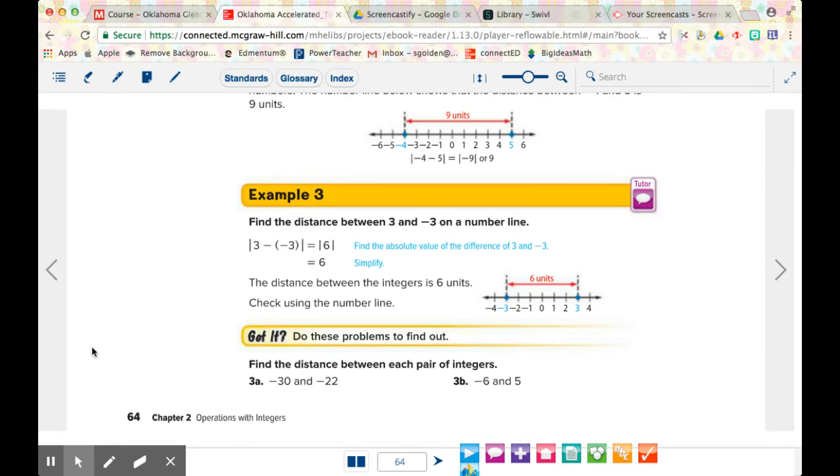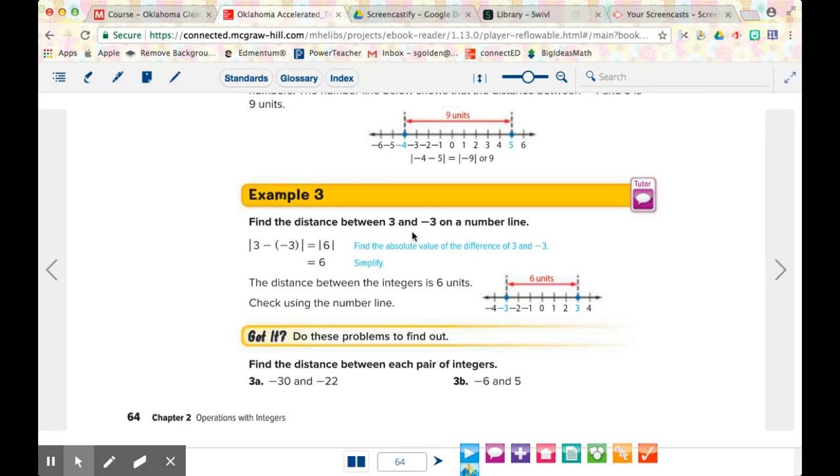Okay, on example 3, it says find the distance between 3 and negative 3 on a number line. And we've talked about before, distance cannot be negative. Distance is always positive. We can use positive and negatives to represent maybe going up or down, but distance itself is never negative. So we use these absolute value lines to make sure we get a positive answer, because absolute value is a number's distance away from 0. And we just said distance can't be negative.